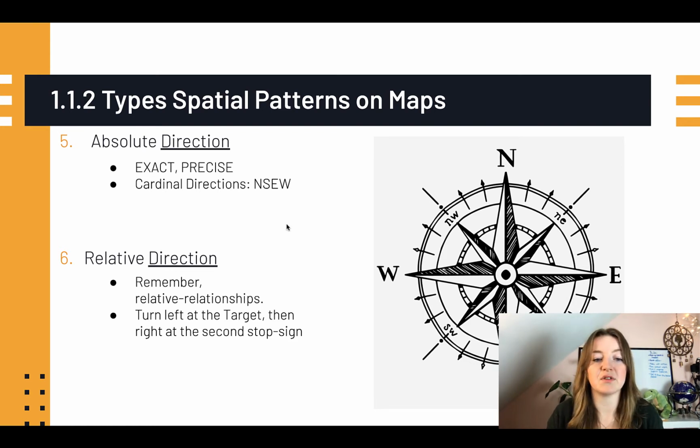A relative direction, this is relative relationships. You turn left at the Target, you take the second right, or the right at the second stop sign. You're looking at direction related or relative to something else. So in this case, I'm not saying you turn north, I'm saying you turn right.